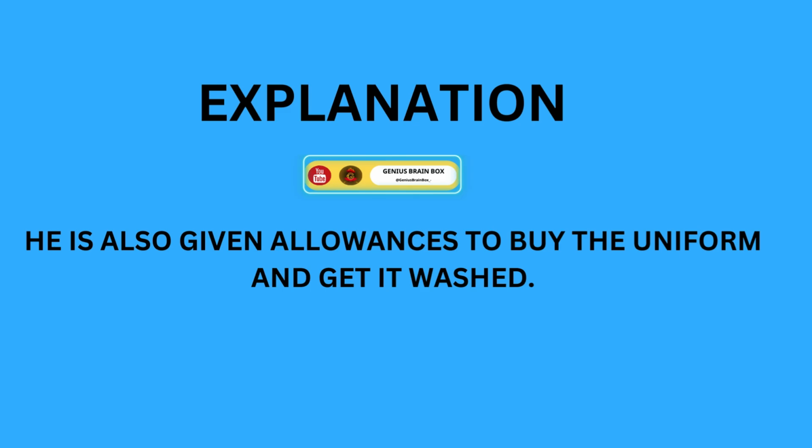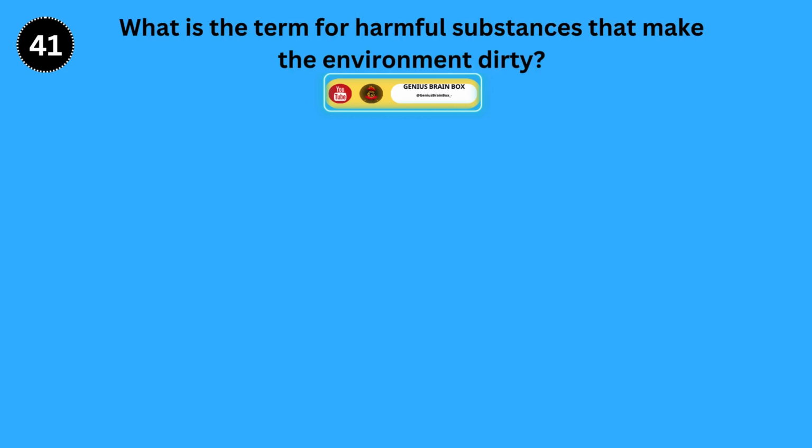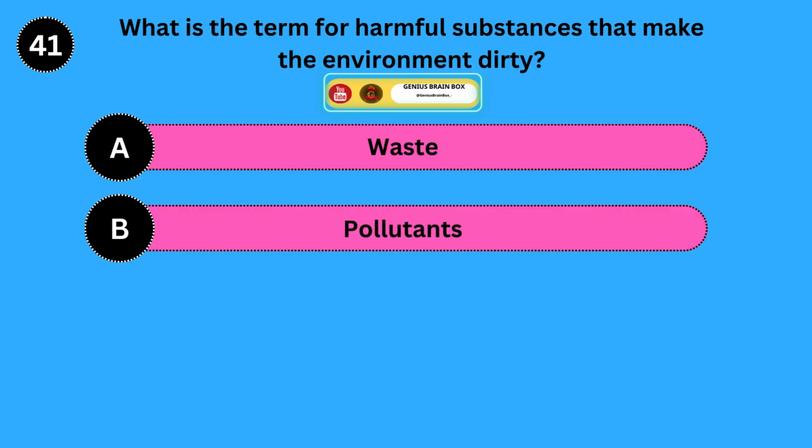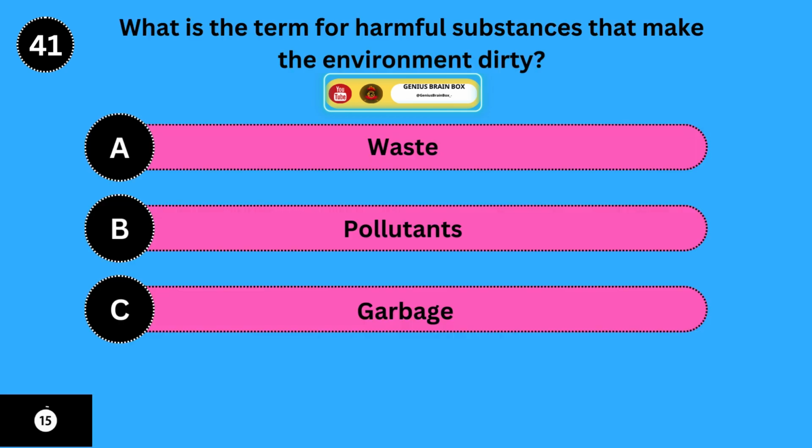Explanation. He is also given allowances to buy the uniform and get it washed. What is the term for harmful substances that make the environment dirty? Option A, waste. Option B, pollutants. Option C, garbage.